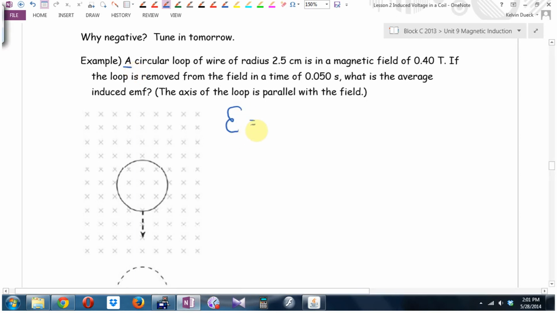Don't write this next bit down. For a single straight wire, I use BLV. For a loop or a coil of wire, I use negative N change in flux over change in time.